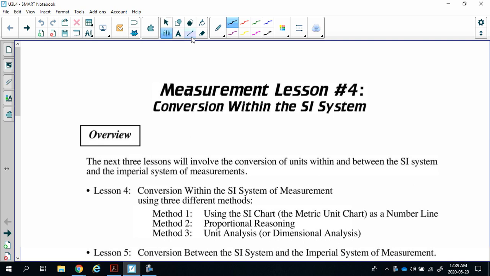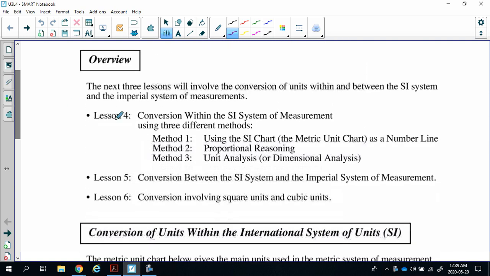This unit is going to focus on conversions within the SI system. We're going to be looking at three different methods to do those conversions. The first one is using the SI chart, the second one is proportional reasoning, and the third one is unit analysis. We're going to be focusing specifically on proportional reasoning and unit analysis. Using the SI chart, though, definitely helps you if you are doing any science.